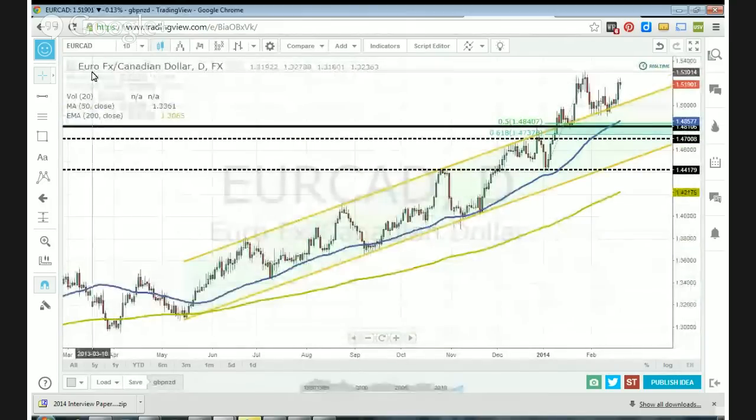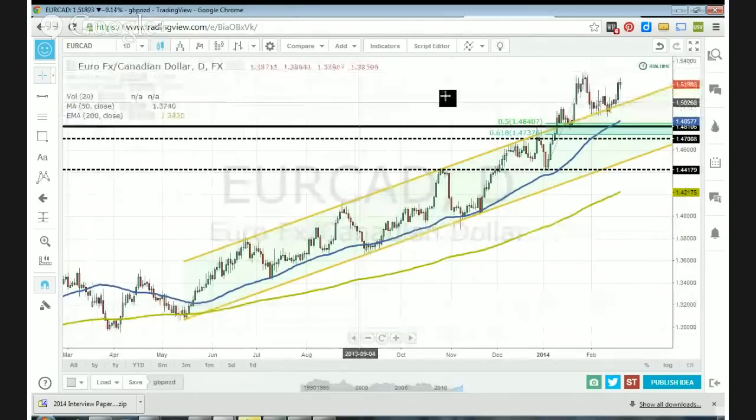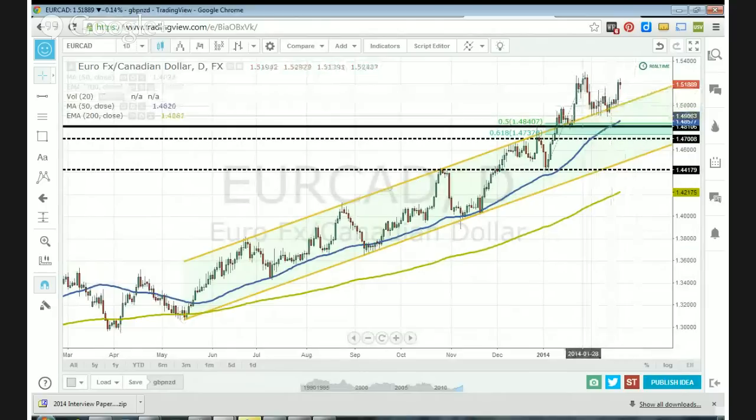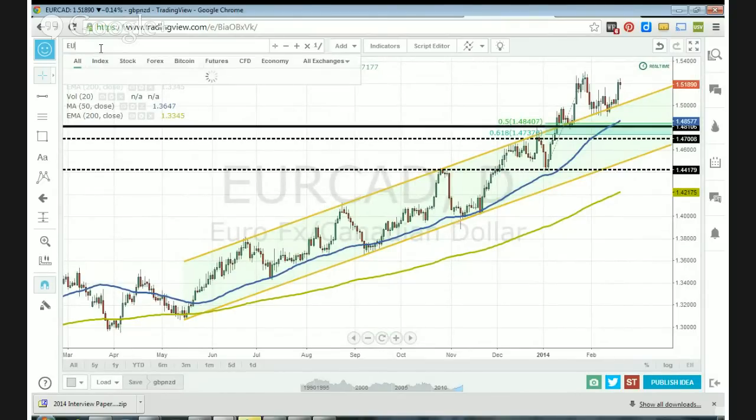We talked about this. It broke out of the channel, came back to test it, and went from here. I don't really like to enter on a test of a diagonal line. I was really wanting it to fall to 48.57, and we're going to see this theme over and over. I've talked about it basically every day for a while now. We're going to see it over and over on Pound Canada as well, and the other Canadian dollar pairs.